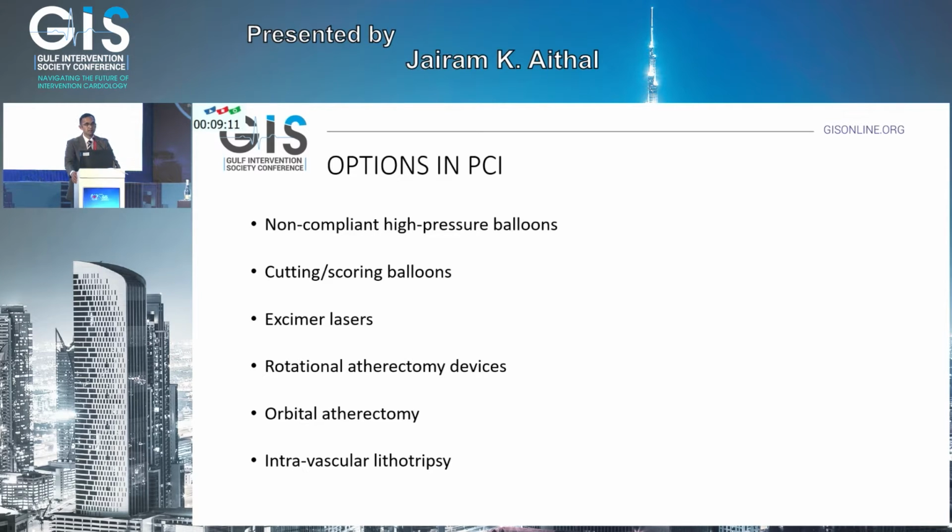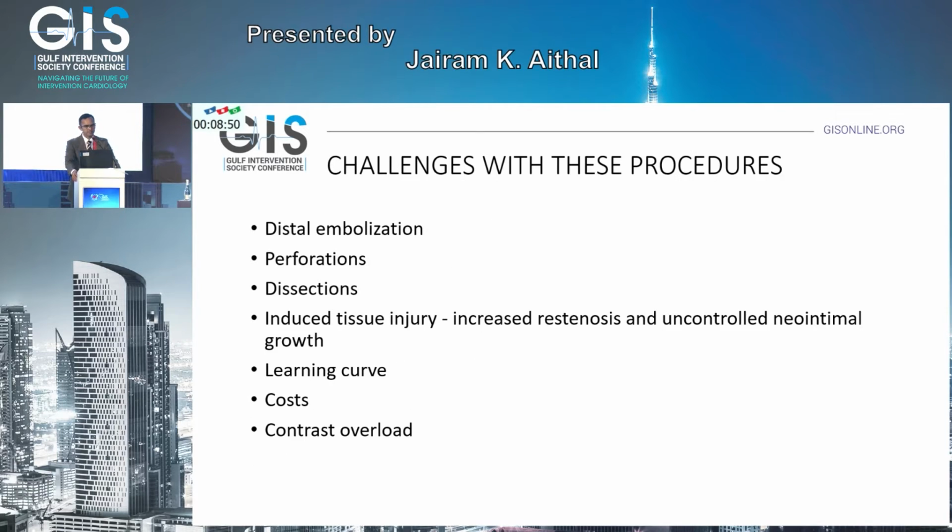Nowadays, pretty much we've zoned in on the last 2 or 3, which is rotational atherectomy. It's been there for a long, long time, has a learning curve, but has yielded excellent results. Of course, there is orbital atherectomy and intravascular lithotripsy, which are now the new players in the market and give us exciting newer options in treatment of complex calcific coronary artery disease.